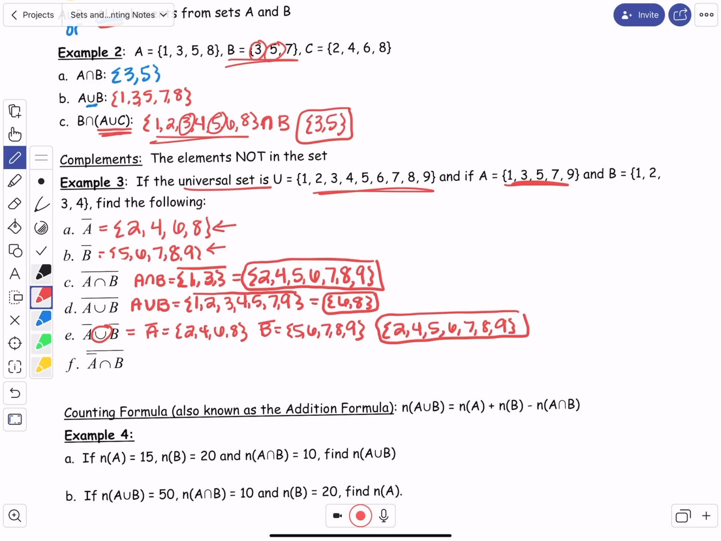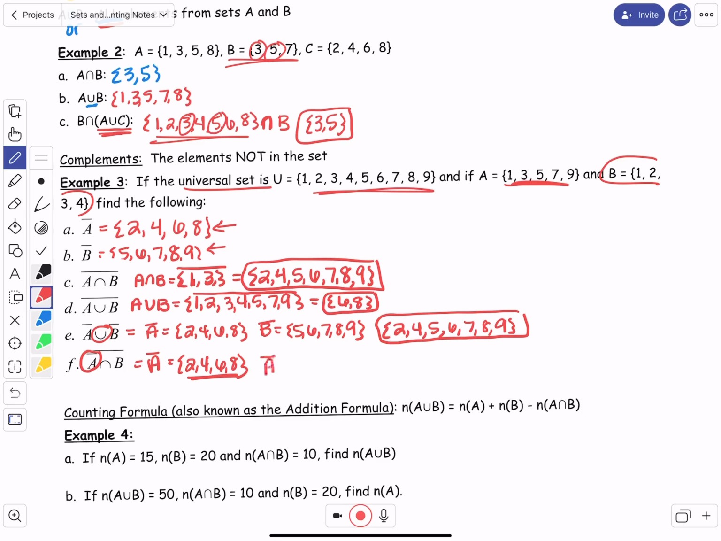Okay? And F is the toughest one of all. So if you want to pause this one and try this one just for fun on your own, you can. So the first thing you do is you're going to do this part first, which was just this, 2, 4, 6, and 8. And you see what does it have in common with just B. So I'm going to look at this, and I'm going to go up here and look at B, which was just 1, 2, 3, 4.